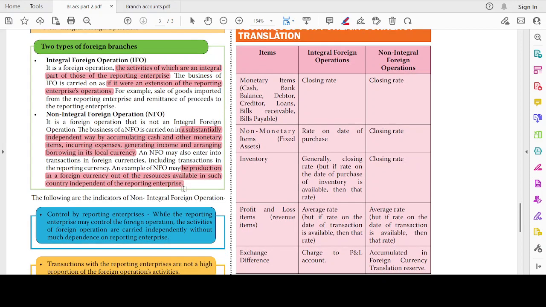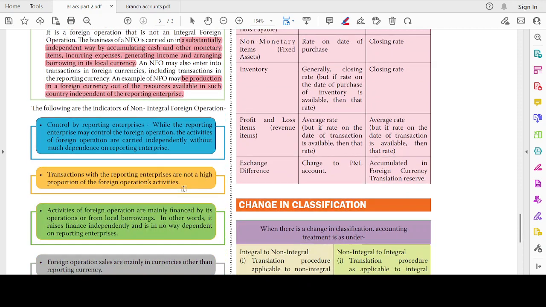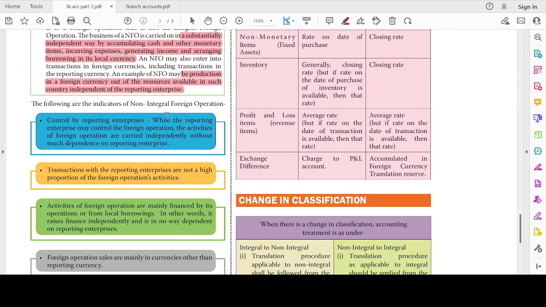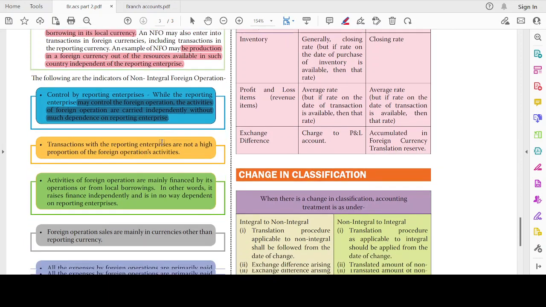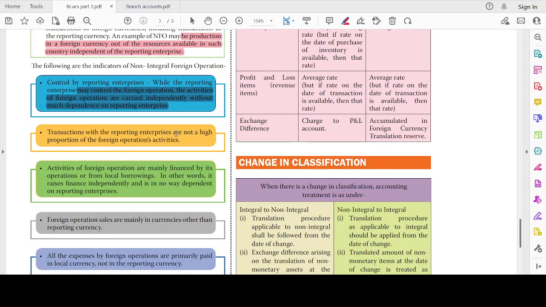The following are the indicators of a non-integral foreign operation controlled by the reporting enterprise. While the reporting enterprise may control the foreign operation, the activities are carried out without much dependence on the reporting enterprise. Transactions with the reporting enterprise are not a high proportion of the foreign activities. For example, in IFO, 90% or above of the purchases will come from India's operation.